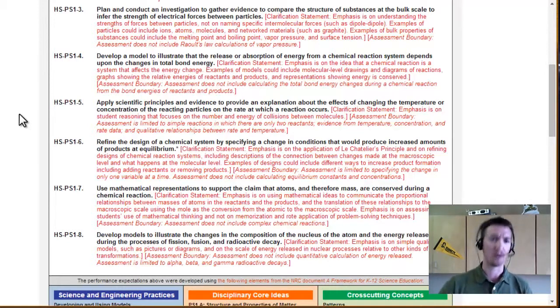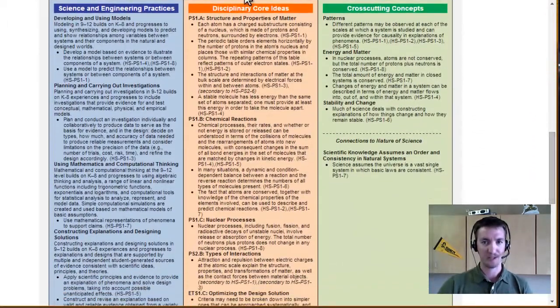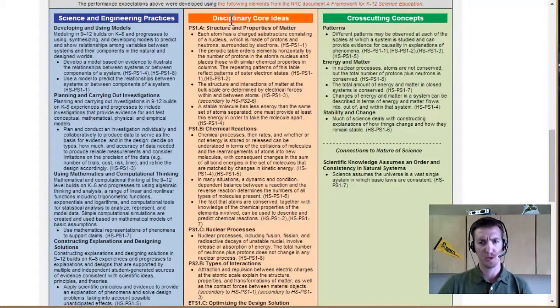Where's the content, though? Well, that is at the bottom. The disciplinary core idea, what these are arranged by, you have a section on chemical reactions, and that section outlines what are the facts that students need to be able to know in order to do those performance expectations. Now, in addition to the core ideas, you also have the science and engineering practices and the cross-cutting concepts.